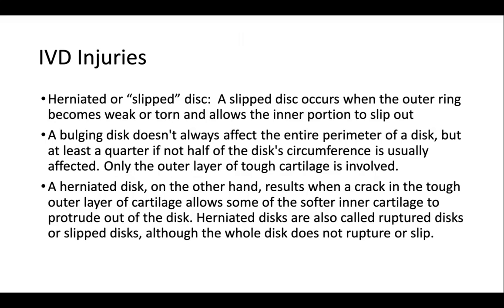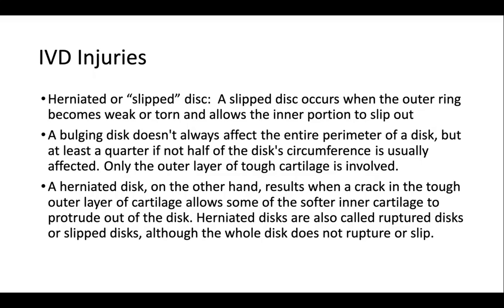So when we look at the intervertebral disc injuries, or the IVD, a herniated or a slipped disc is going to occur when the outer ring becomes weak or torn, and it's going to allow some of the inner portion to slip out. A bulging disc does not always affect the entire perimeter of the disc, but at least a quarter or half of the disc's circumference is usually going to be affected. The outer layer of tough cartilage is involved.